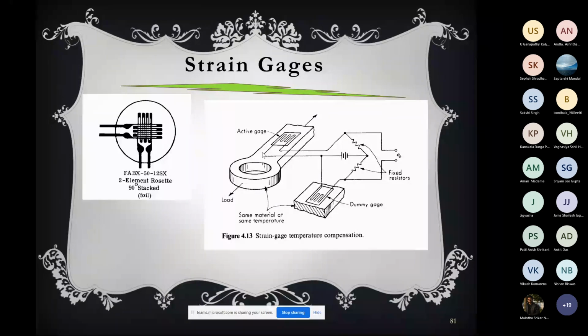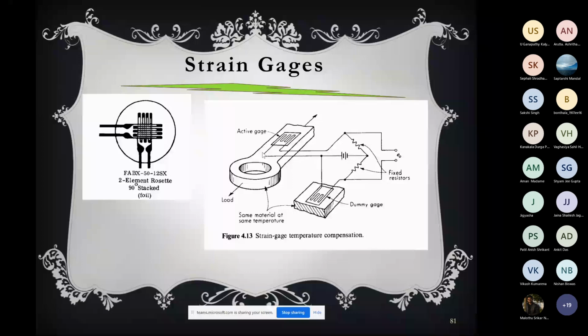So this is when the temperature acts as an interfering input. Now the temperature can also act as a modifying input. What does it mean? That means it can change the gauge factor also. But this change of gauge factor with the change of temperature is very small, and we can neglect it very easily. So the main issue of temperature is the change in resistance due to the change in temperature.